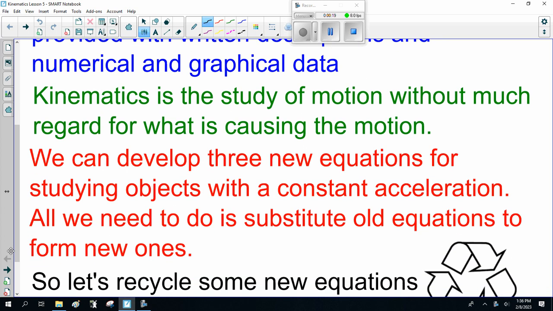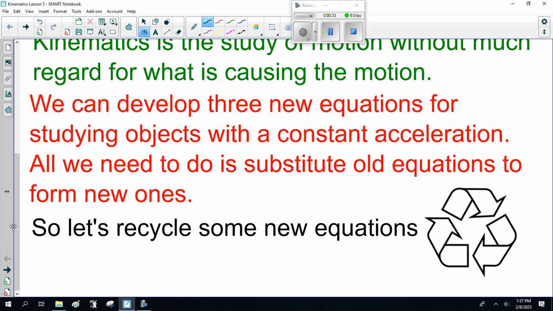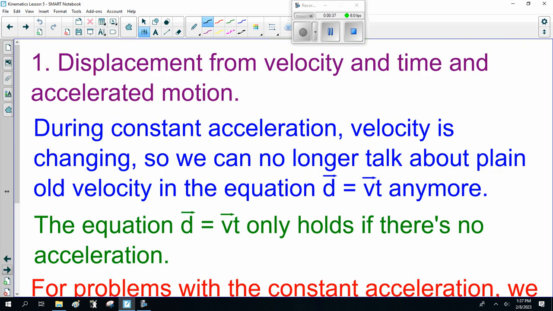Now, kinematics is the study of motion without much regard for what is causing the motion. We can develop three new equations for studying objects with a constant acceleration. All we need to do is substitute old equations to form new ones. So let's get recycling some new equations. First thing, displacement from velocity in time and accelerated motion.